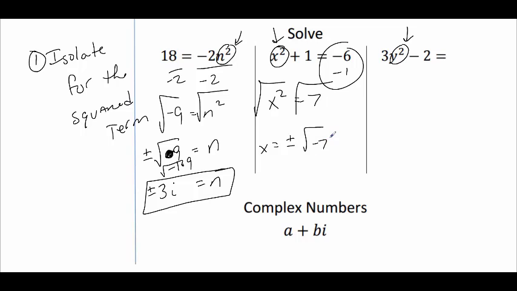Does 7 have a perfect square? No. Can I break it down so stuff comes out? No. So I have to leave it there. But what did I forget? There's a negative there, so that means my answer is x equals plus or minus i square root of 7. The negative pops out as an i, just like here, it popped out as a letter i. Okay, so there we go.